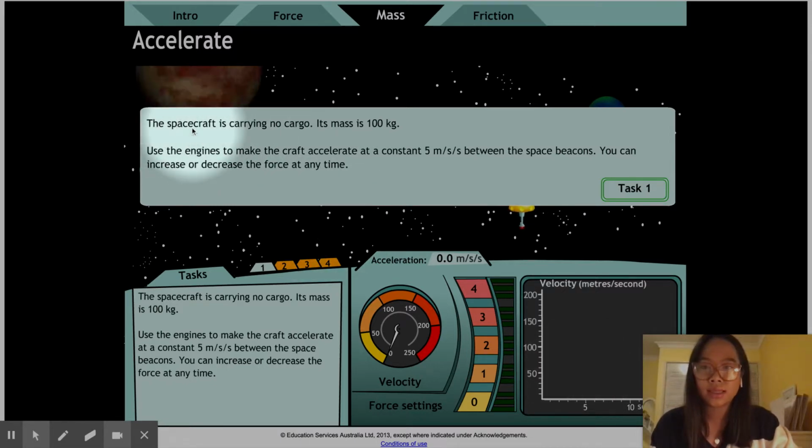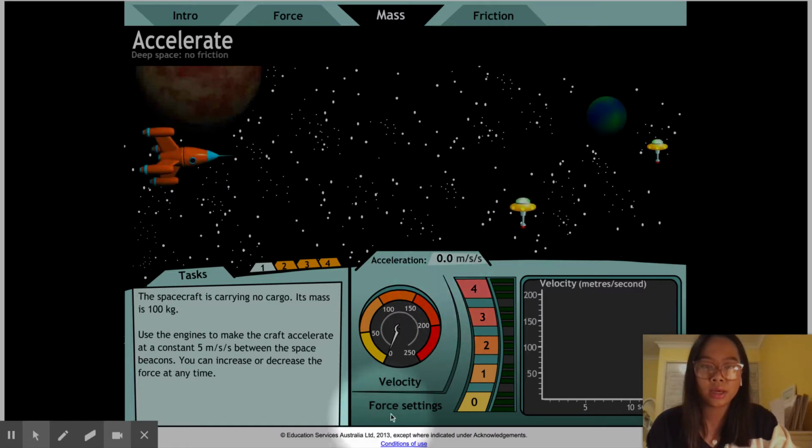So the first task tells us that the spacecraft is carrying no cargo and the mass is 100 kilograms. That means the mass is constant. Students can apply their prior knowledge of physics laws and of motion to understand what they're trying to tell us in that first sentence. So then it tells us that the engine needs to make the craft accelerate at a constant 5 meters per second per second.